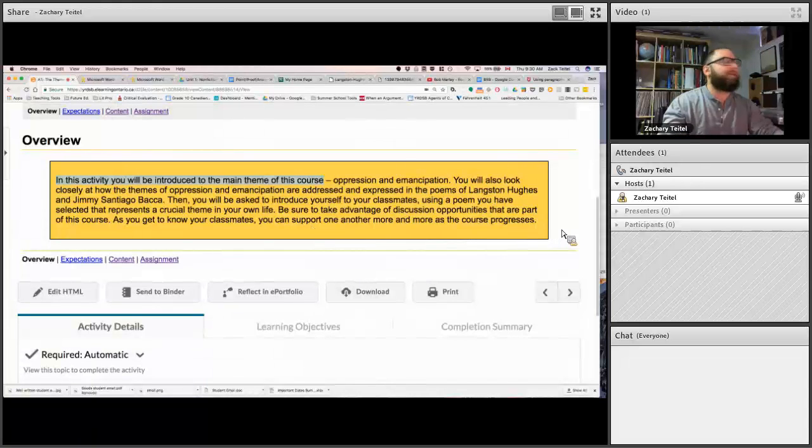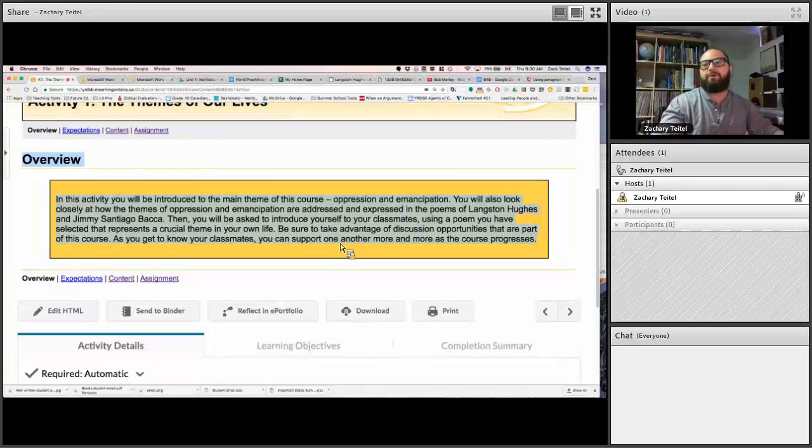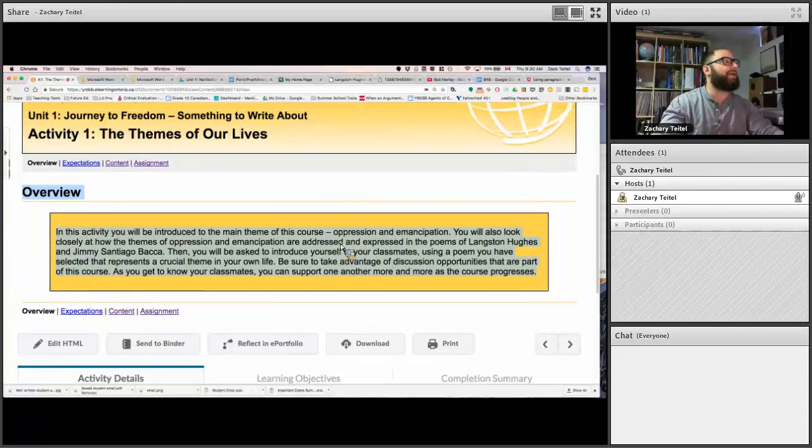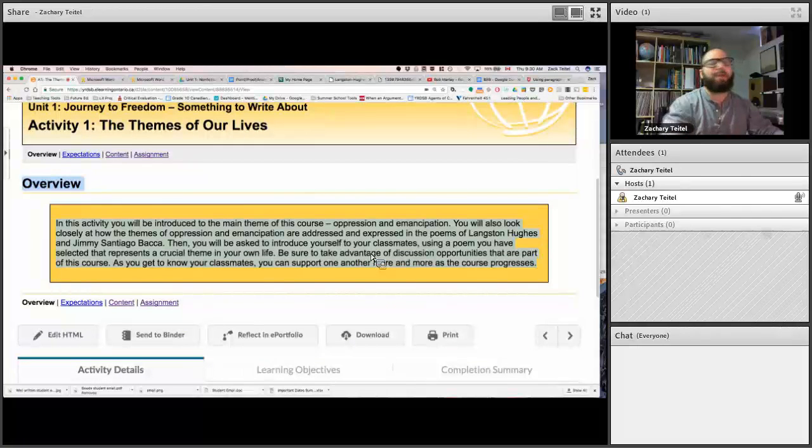Okay. And one of the things I mentioned was that this overview is always really important to look at. Even if we jump into a unit and we don't start with activity 1, it doesn't matter what activity we're doing. Just look at the overview. Always look at the overview, because it's going to give you an idea of what that activity and assignment are all about in an overarching manner.